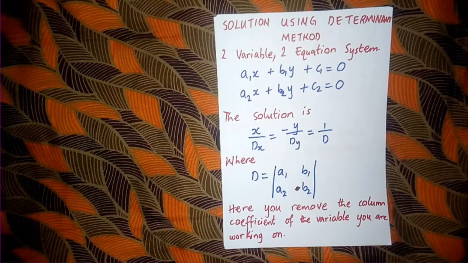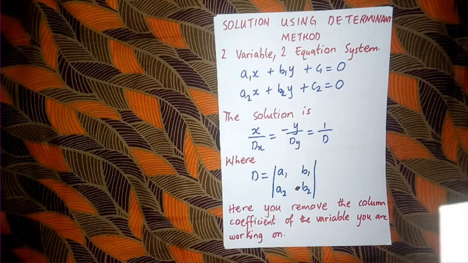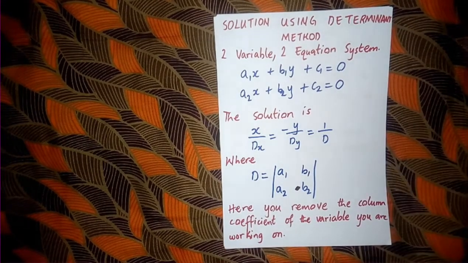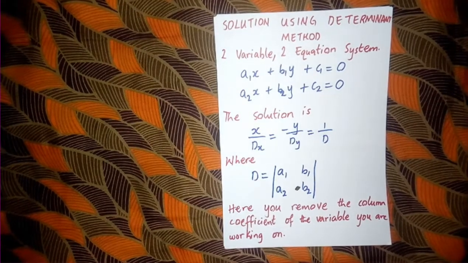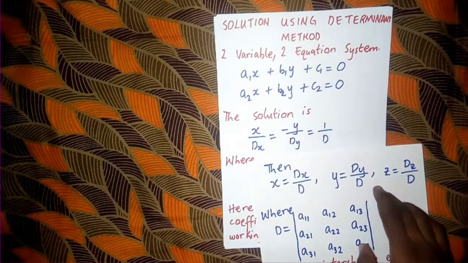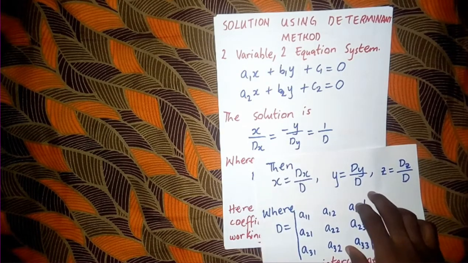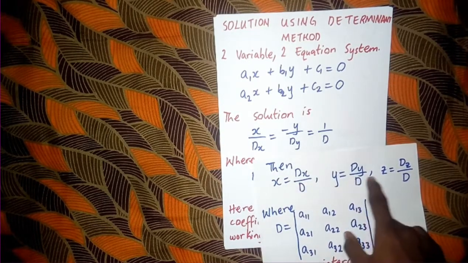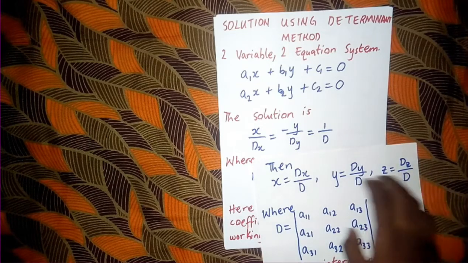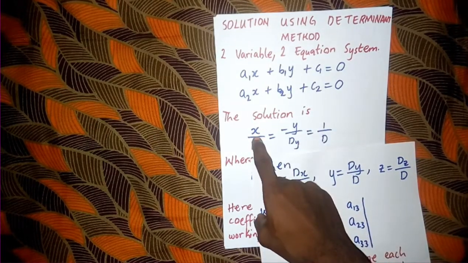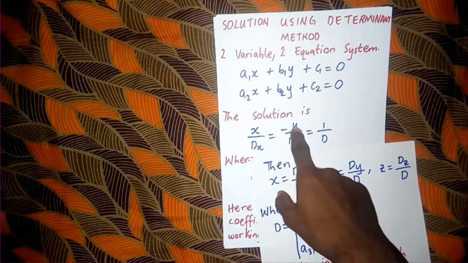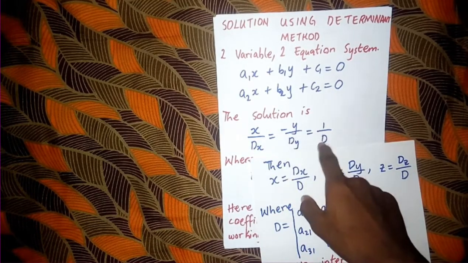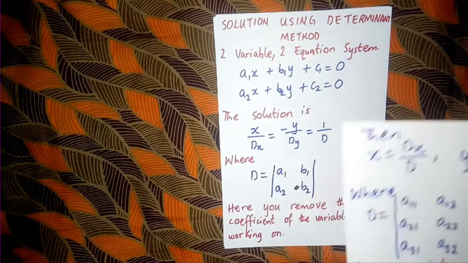So looking at it now, the difference between our determinant method and our Cramer's rule method of solving systems of linear equations. Okay, here it is. This one we used for a 3 by 3, three variable, three equation system. You see here we have x equal to this, y equal to this, z equal to this. This was for Cramer's rule. But for determinant method we are going to be having x over dx equal to minus y over dy equal to 1 over d.